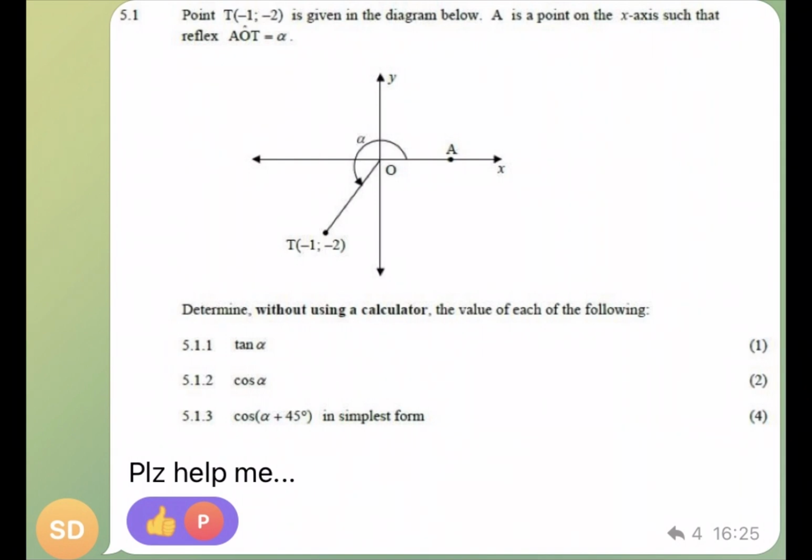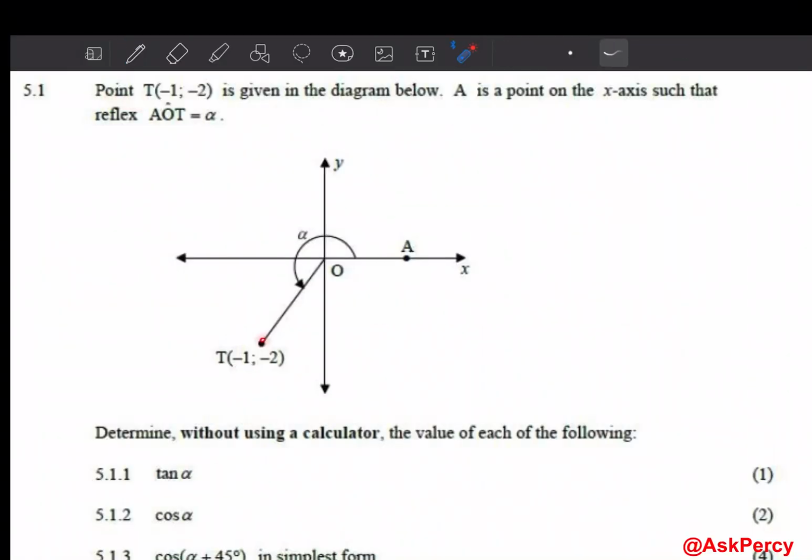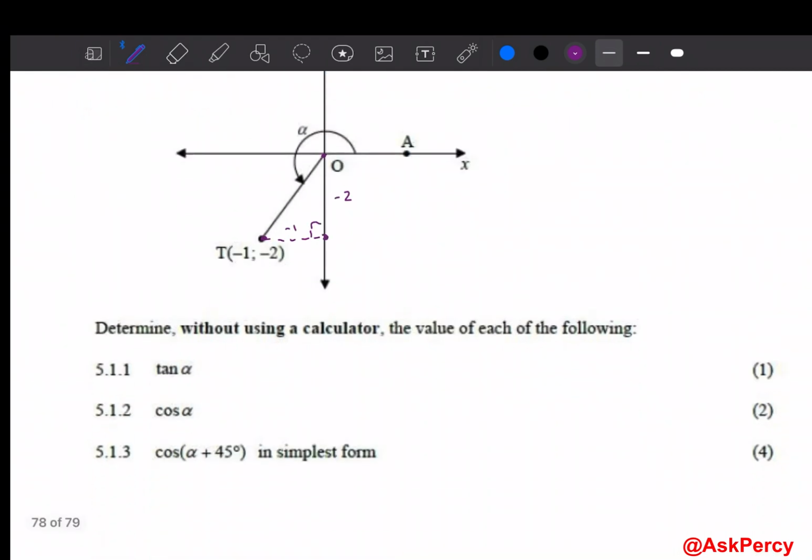Let's read the question. We have a point T. Point T has coordinates -1 and 2, so this distance from here to here is -2, and the distance from here to here is -1. A is a point on the x-axis such that angle AOT is alpha.